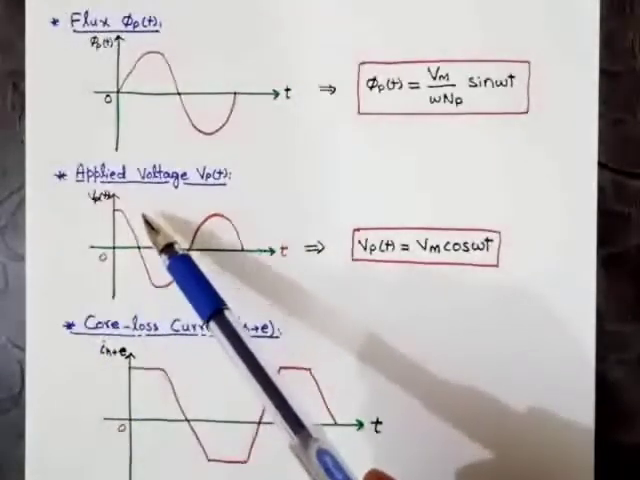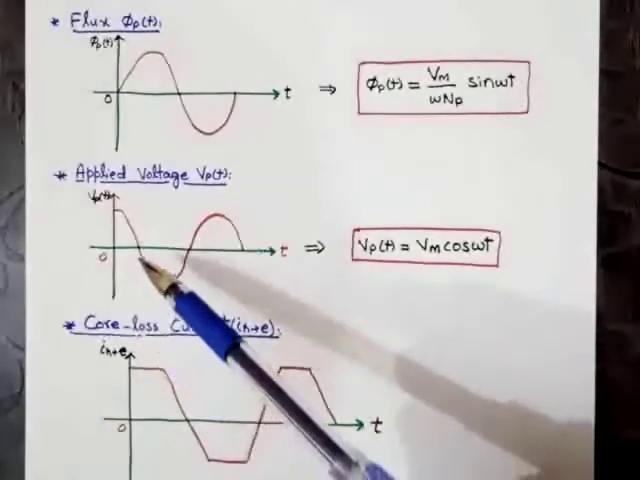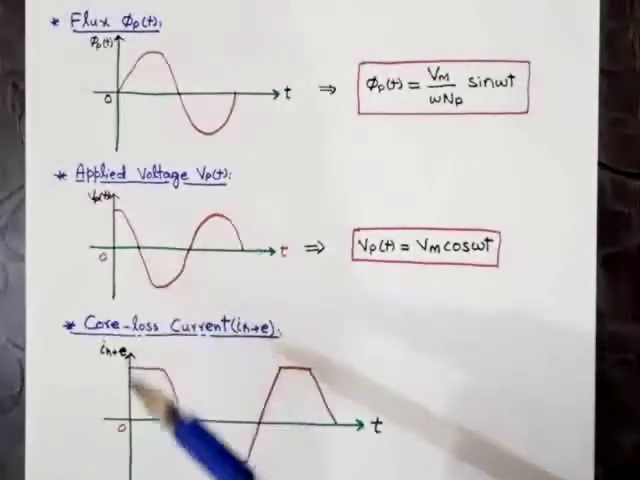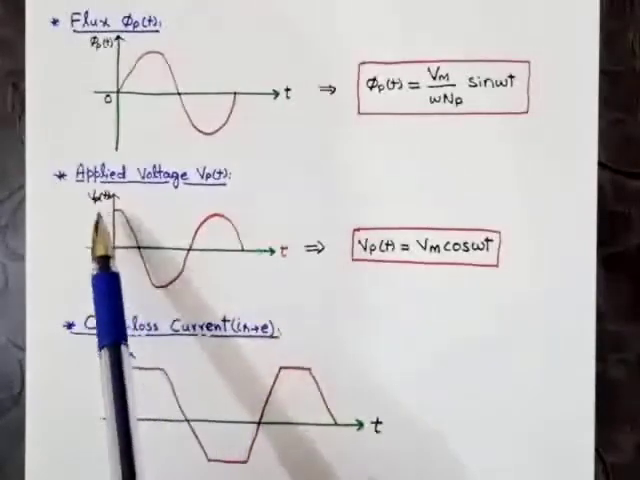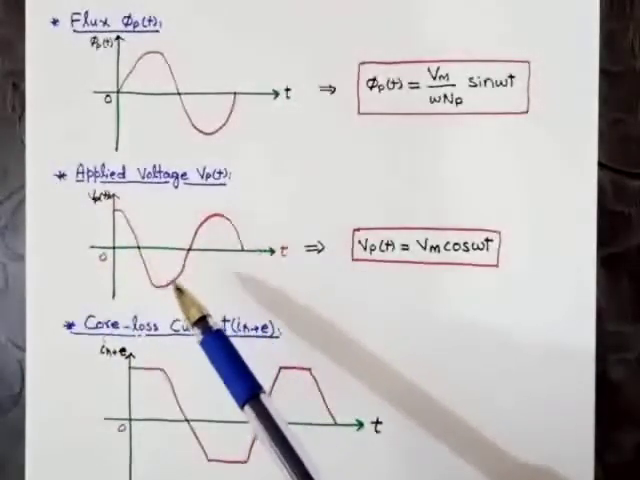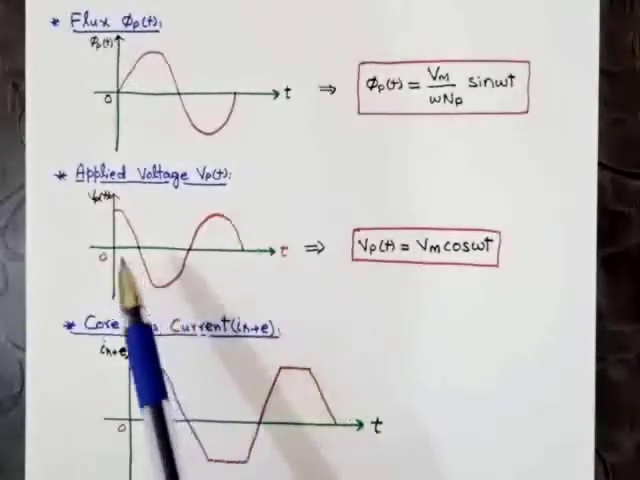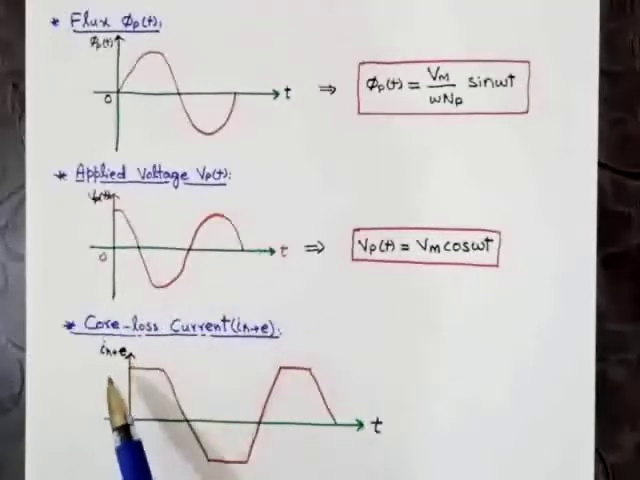When the applied voltage is maximum, the core loss current will be maximum. When the applied voltage is minimum, the core loss current will be minimum. It means the relationship between core loss current and applied voltage will be in phase. So these two are in phase, that is VPT and I_H+E.